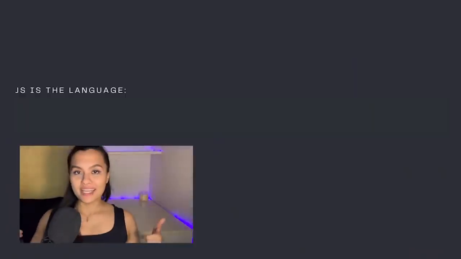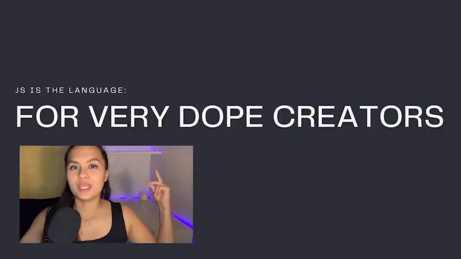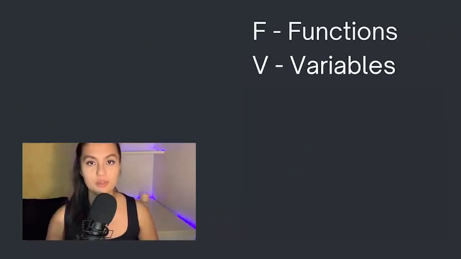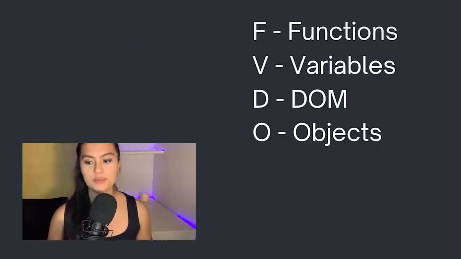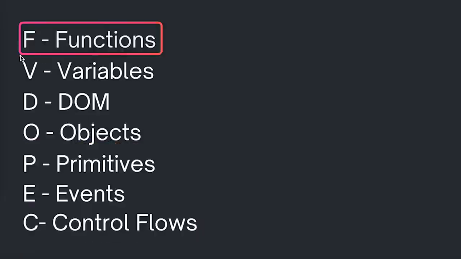Now, when it comes to learning the key concepts of JavaScript, I have come up with an acronym, and that is JavaScript is for Very Dope Creators. F is for functions, V is for variables, D is for DOM, O is for objects, P is for primitives, E is for events, and C is for control flows. So let's start with functions.